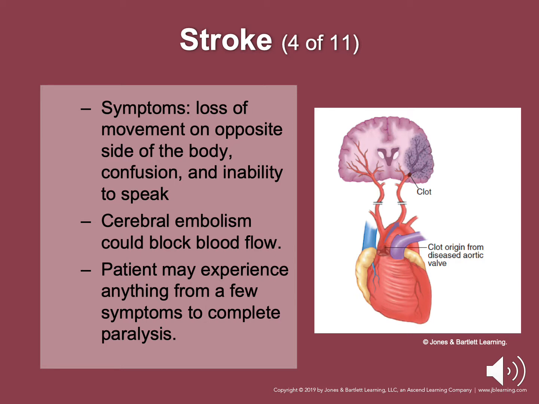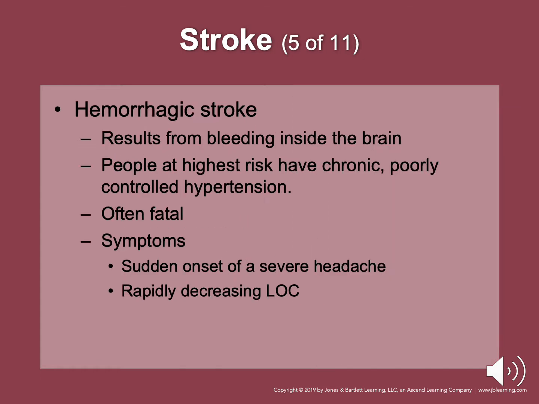Hemorrhagic stroke results in bleeding from inside the brain. People at highest risk have chronic poorly controlled hypertension. A lot of times it is fatal unless it can be correctly treated quickly. This blood causes ICP, intracranial pressure, to increase and it compresses the brain tissue. So when the brain tissue becomes compressed, oxygenated blood cannot get into the area and cells begin to die.